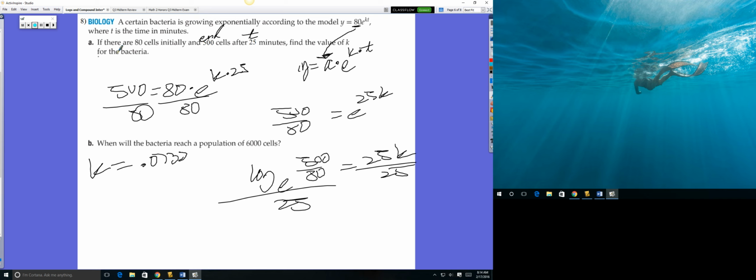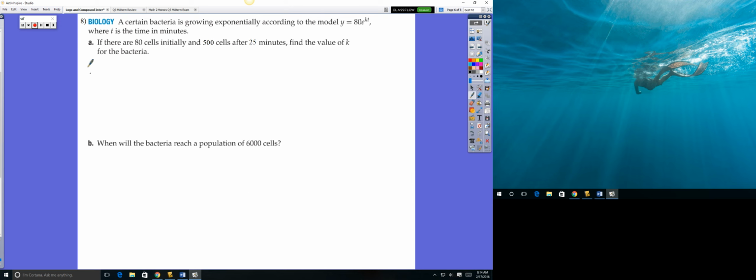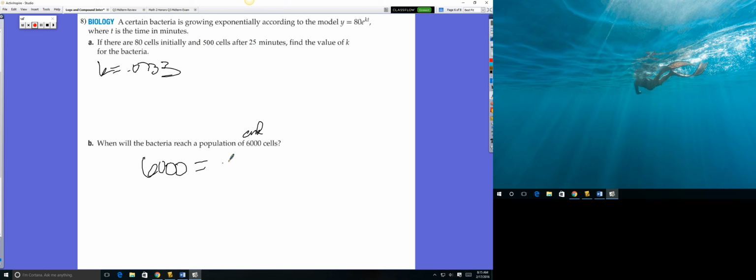Okay, so that's a big deal. Now you got to use that to find B. Here we go. So K is 0.0733. And when is the bacteria going to reach population of 6 grand? So that's the ending amount. So 6 grand is equal to the starting amount, 80, times e to the K, and I know that from problem A, 0.0733 times T, and I just don't know T. So let's start solving for T.